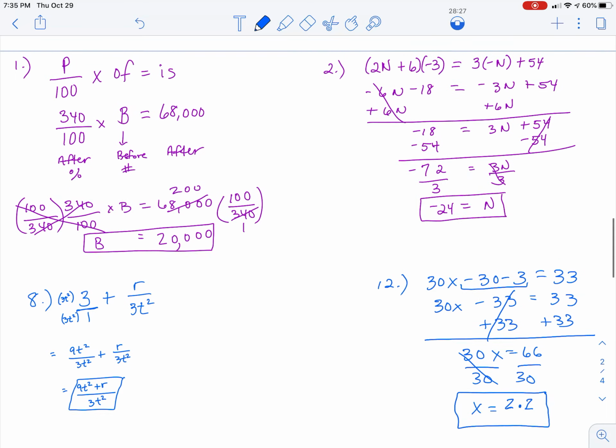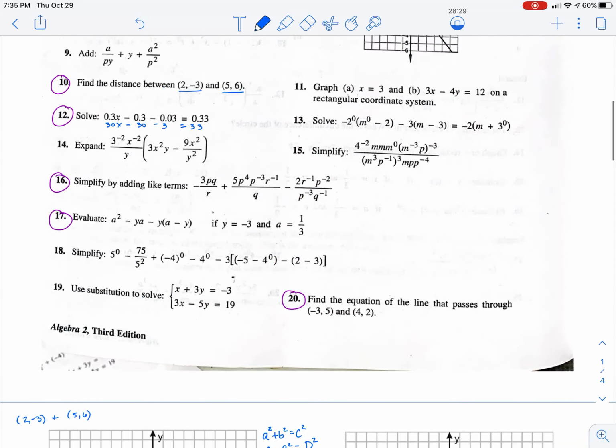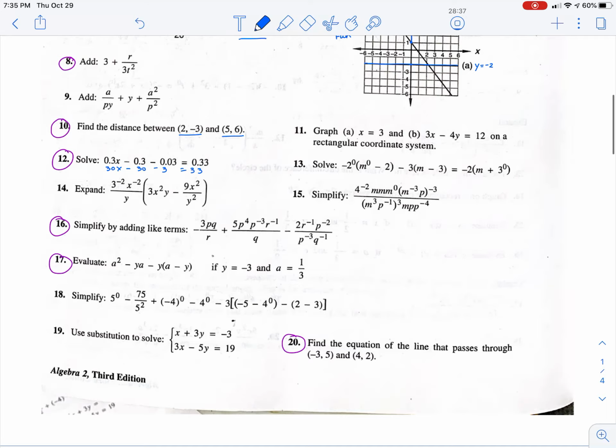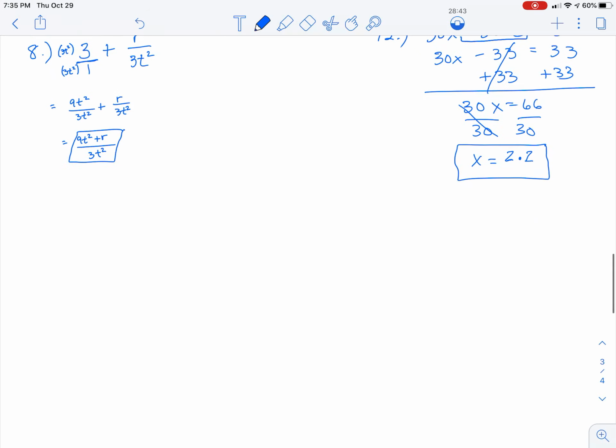And you can actually test that, though. If you did it with the decimals, you can test it to see if that turns out the same, and it should work out. Okay, the next one we're going to look at is number 16. Simplify by adding like terms. Okay, this is a big one, and actually I did this one in class as well, but if you need to see it again, I'm about to do it.